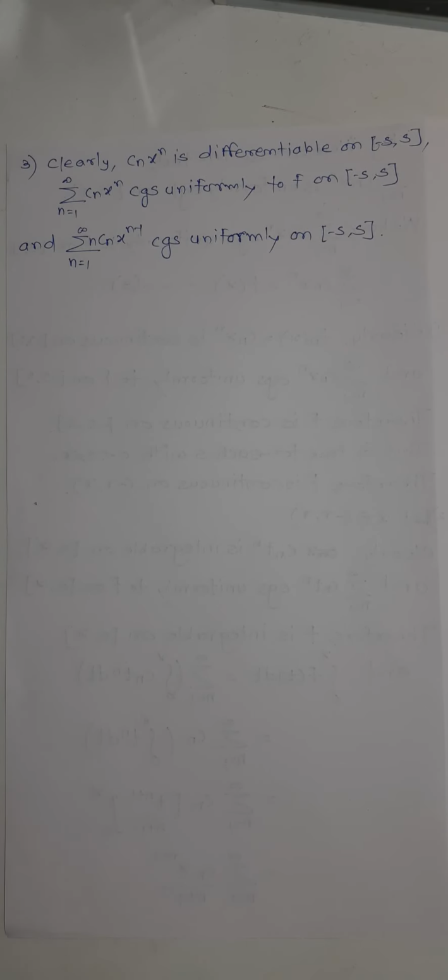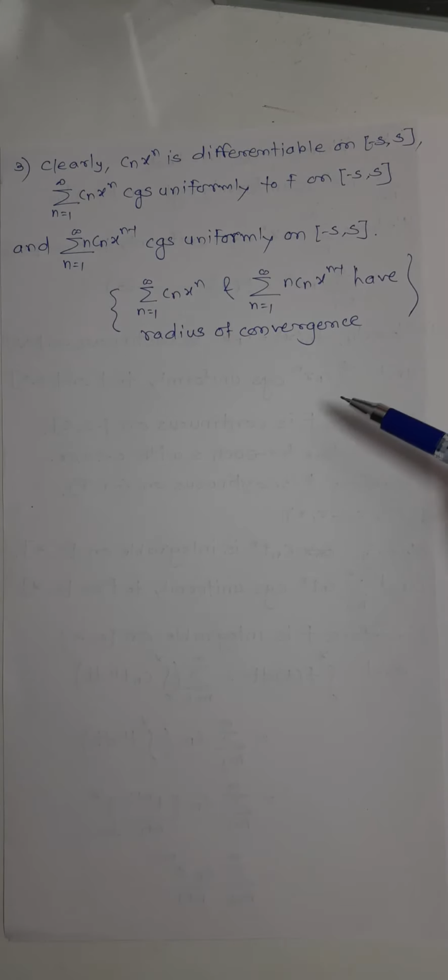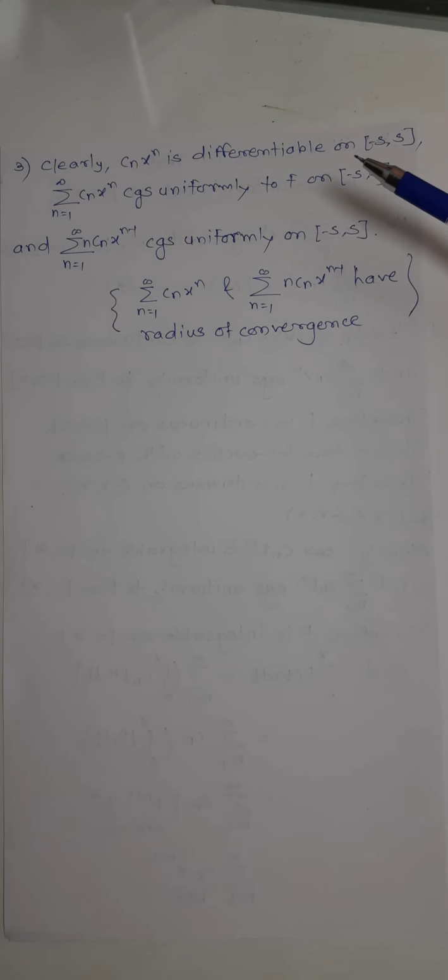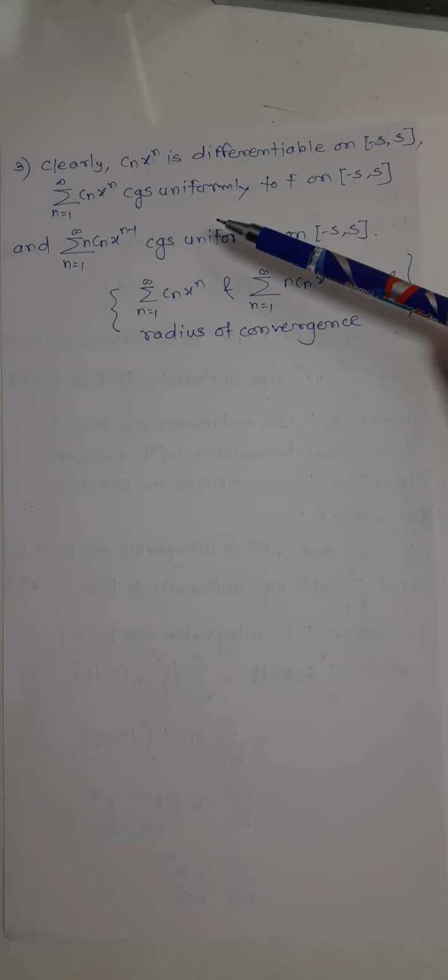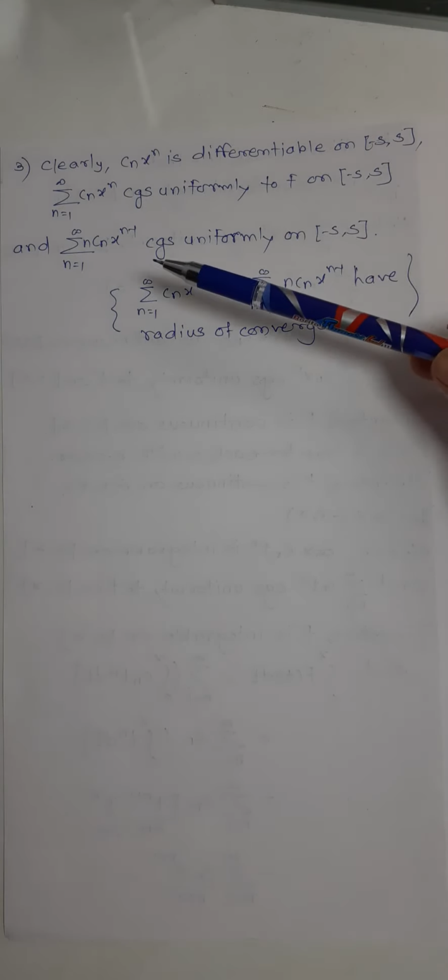This is a new thing I am writing. Okay, so how could I write it? Actually, the series, see, have the same radius of convergence. These two series have the same radius of convergence, so that's why we could write this. Actually, this is a statement of one very big theorem we have already proved, that the series Cn x raised to n is differentiable, converges uniformly to f, and its derivative series is also uniformly convergent.